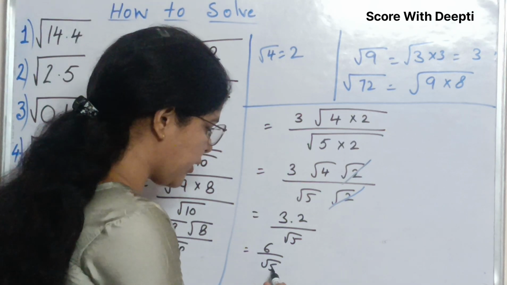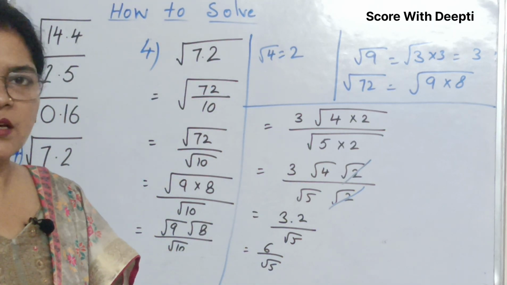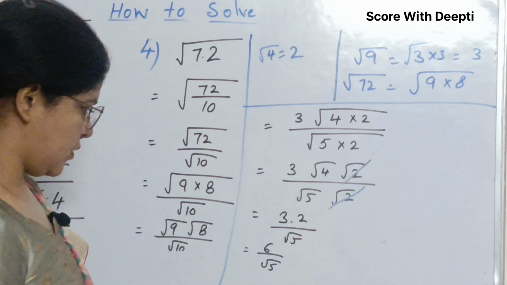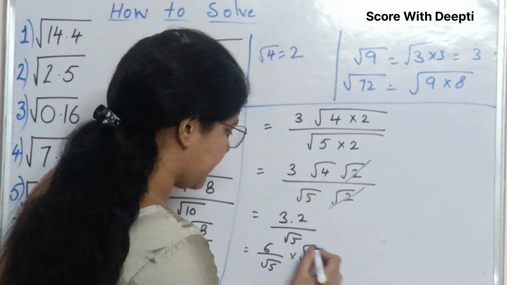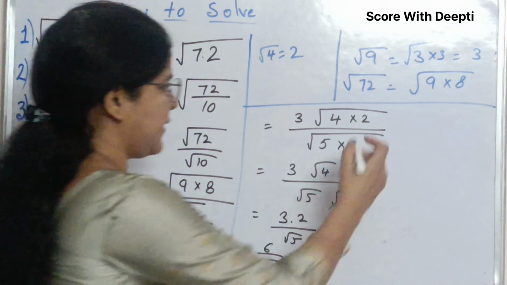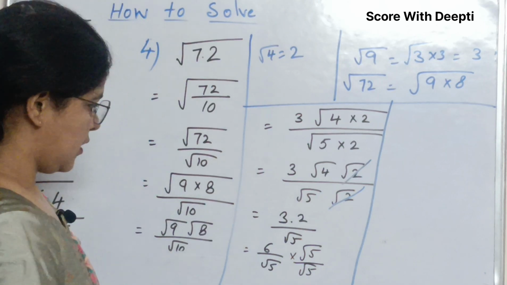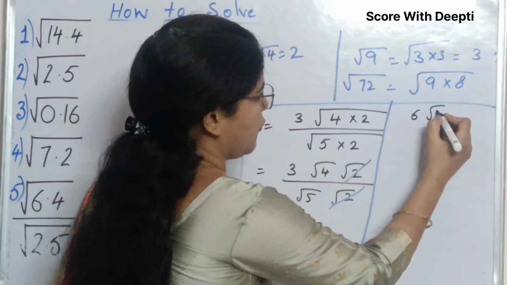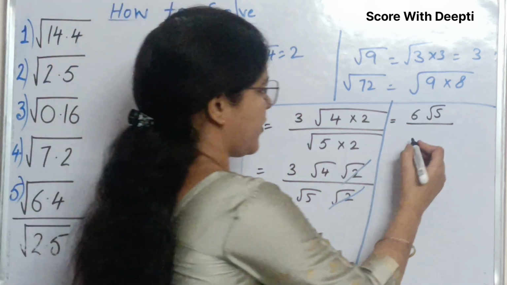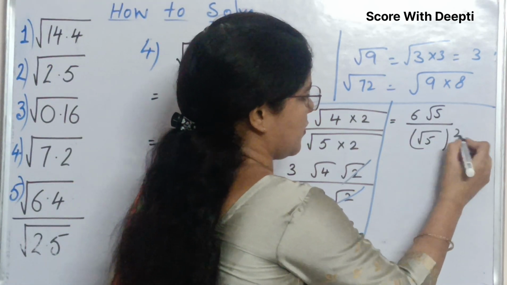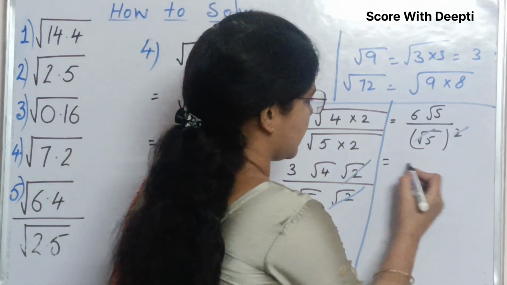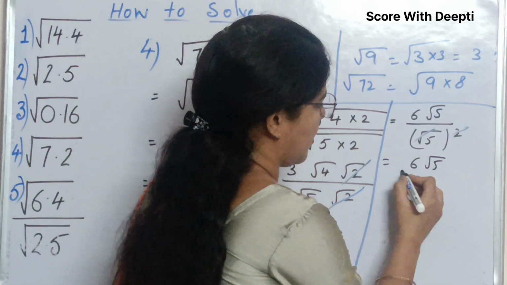Now there is a square root in the denominator. When there is a square root in the denominator, our next step will be rationalization. So here we multiply numerator and denominator with square root 5, and we get 6 square root 5 over square root 5 comes 2 times, so we write it as square root 5 whole square. Next, square cancels with square root and we get 6 square root 5 over 5.